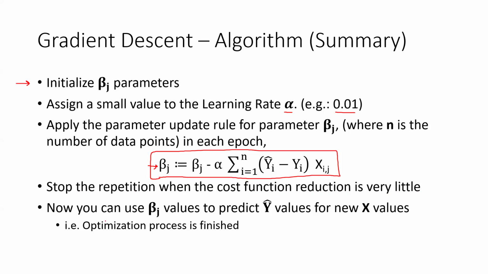And this is the finish of this algorithm, that now you have found the optimum values, or the approximately optimum values for the beta j's, or the parameters, right? And these are the values that we wanted to find in the linear regression. So the linear regression is finished, right? So that's how we do the linear regression using the gradient descent algorithm, right?